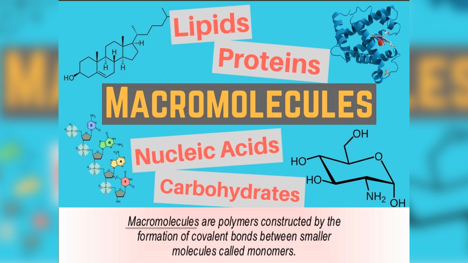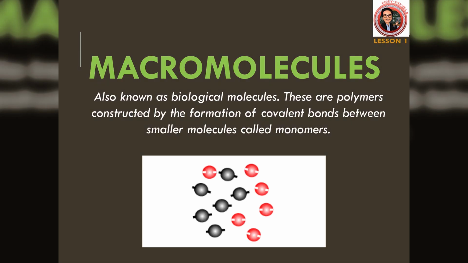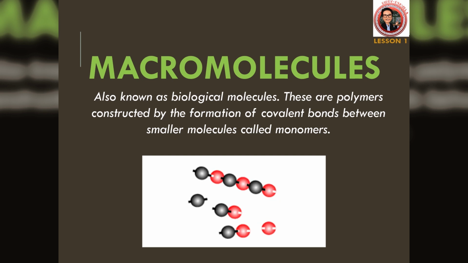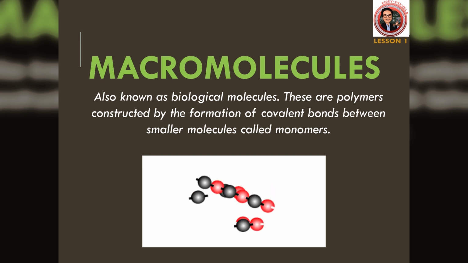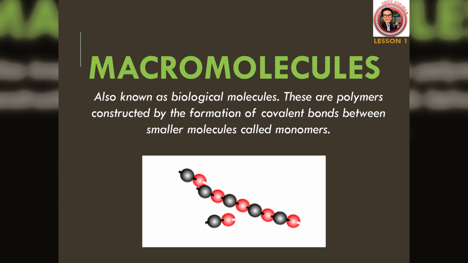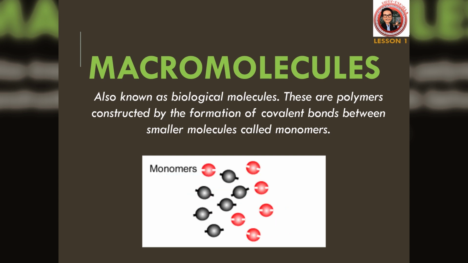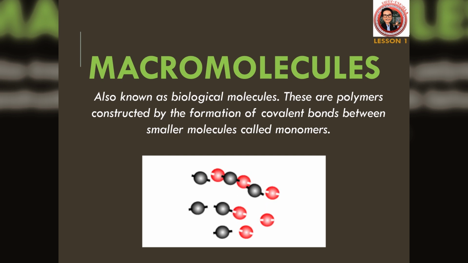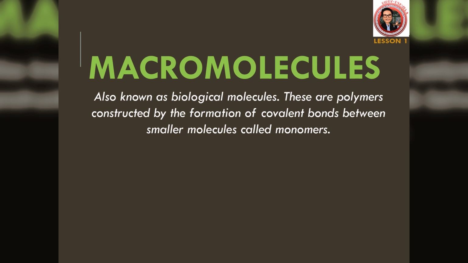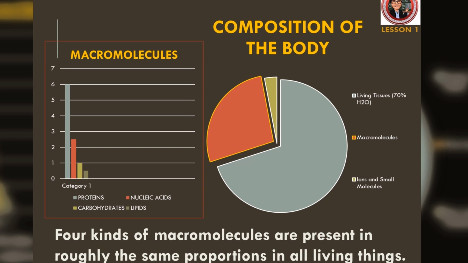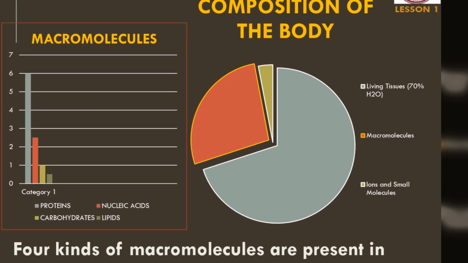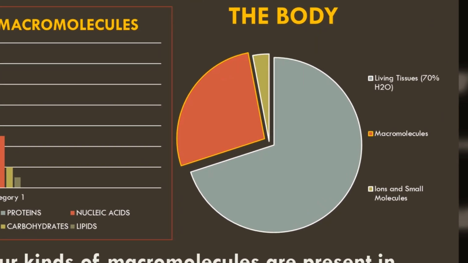Macromolecules are nutrients our body needs in large amounts. Ito ay ang carbohydrates, lipids, proteins, at nucleic acid. Tinatawag din itong biological molecules or biomolecules. Sila ay mga polymers na nabuo by the formation between smaller molecules called monomers through covalent bonding. Four kinds of macromolecules are present in roughly the same proportions in all living things.